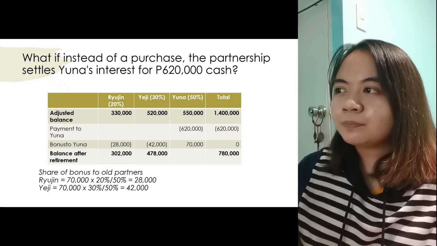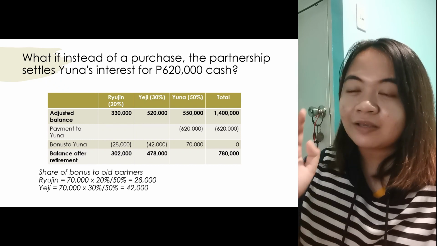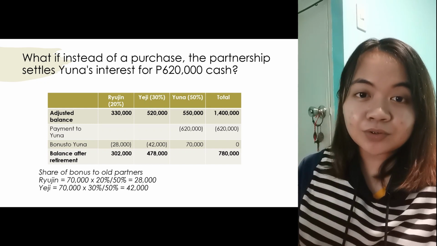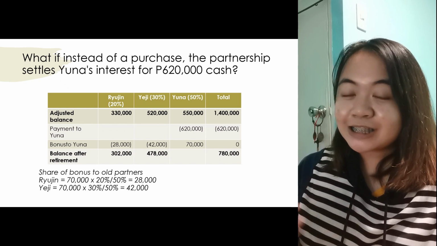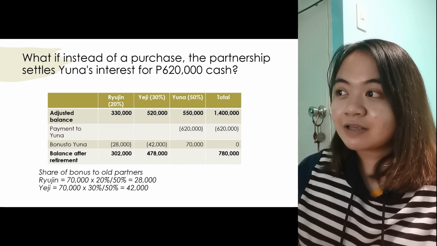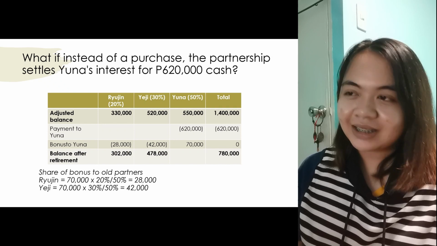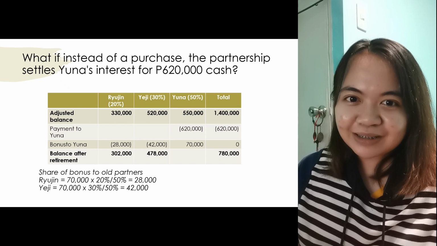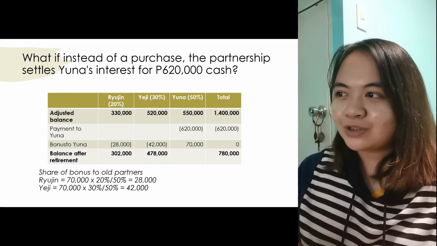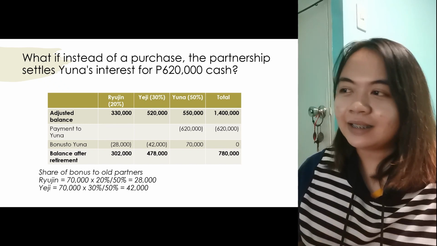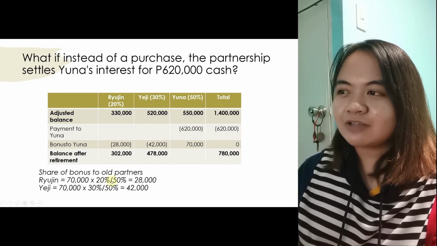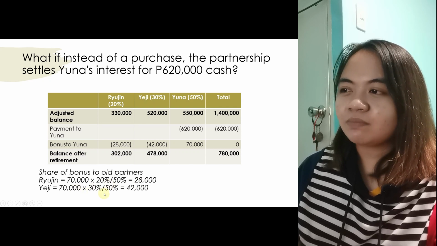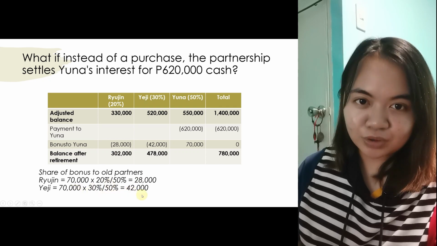900,000 income. So, payment to Yuna 620. So, 550, ang binigay or settlement ng partnership siguro dahil mabait na partner 620. So, nagkaroon ng 70,000 na bonus to Yuna. Okay? So, pag 70,000 na bonus to Yuna, sino magbibigay ng 70,000 na yun? Siyempre, yung existing partner. So, paano ang hatian niya? Yung kagaya ng kaninang hatian. 70,000 times 20% divided by 50%, that's 28,000. And then, for Yeji, we have 70,000 times 30% divided by 50%, equals to 42,000.